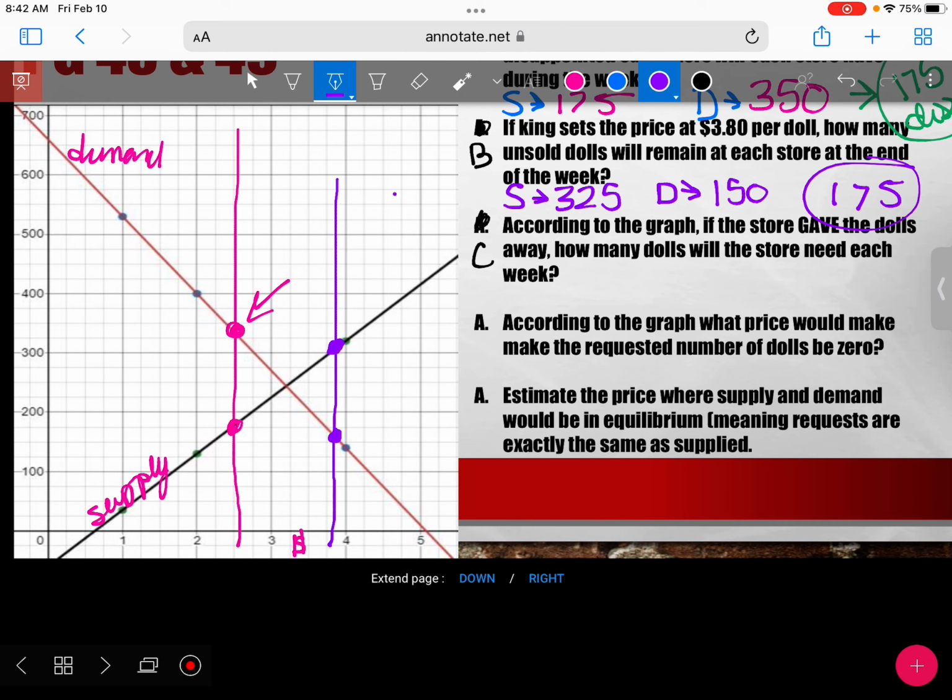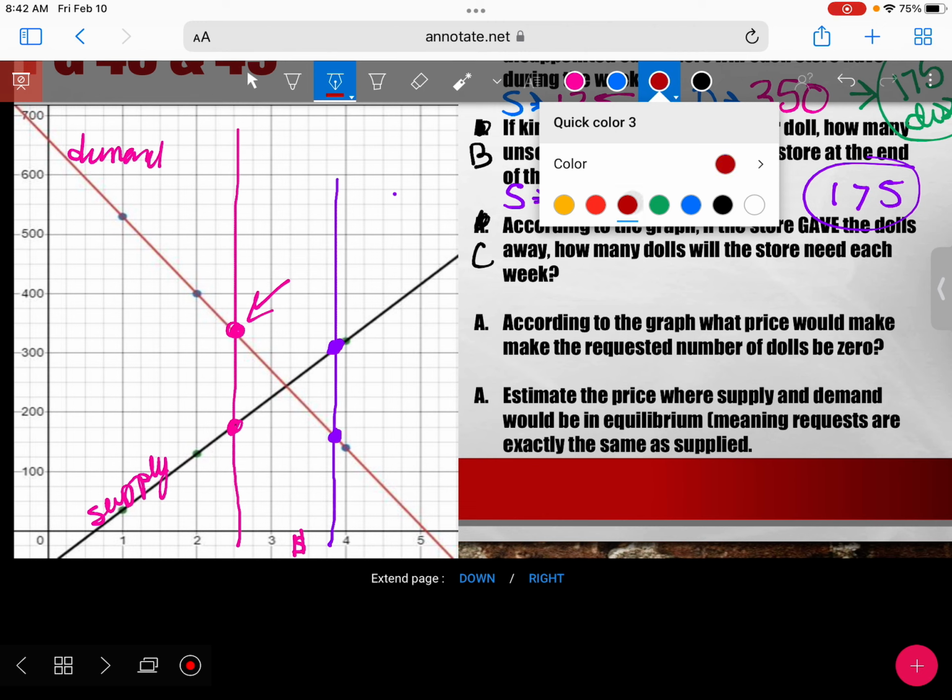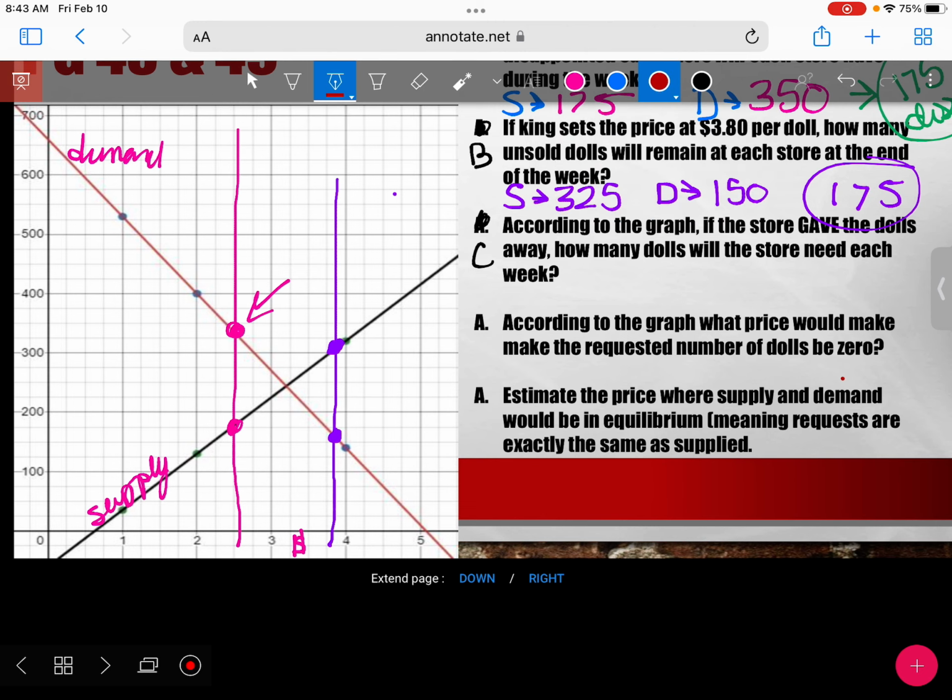So now we're going to look at question C. This one only looks at one line. According to the graph, so looking at your graph, if the store gave away the dolls, what's the price if they're giving away the dolls? What's the price if they're just giving it away? 0. So when our price is 0, how many dolls does the store need? How much is the demand? How many people will ask if the price is 0?